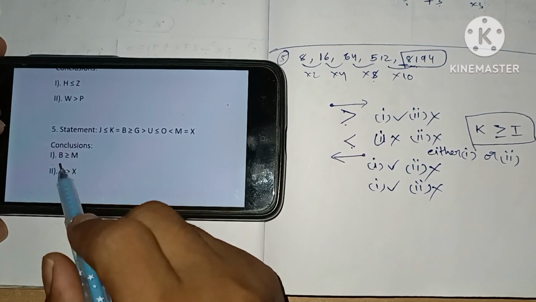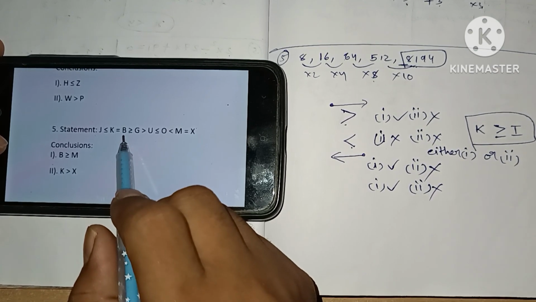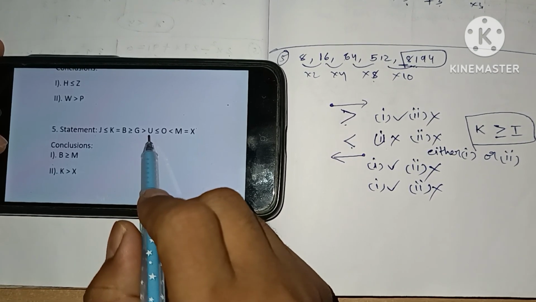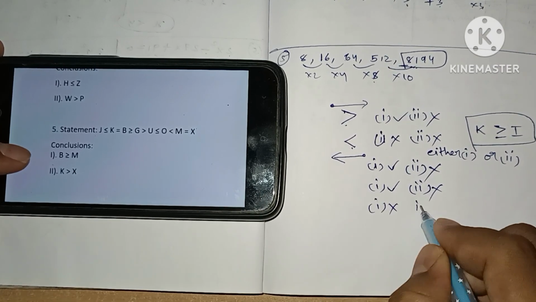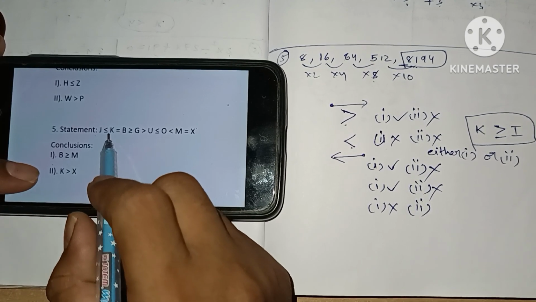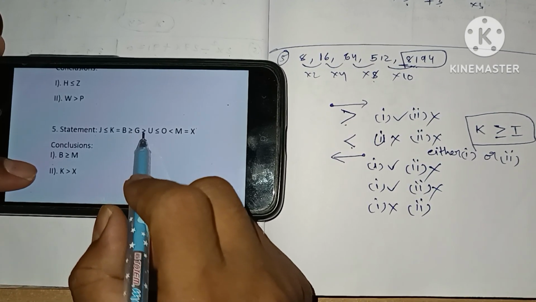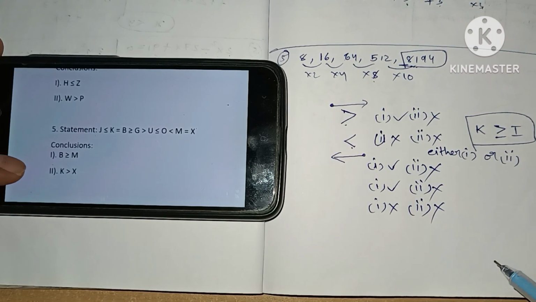Fifth question, the flow from B to M with everywhere equal to. From B we can reach G and U but not M. So the first conclusion will be false. Second conclusion, the flow from K to X. From K we can reach B, G, U but not X. So the second conclusion is false.